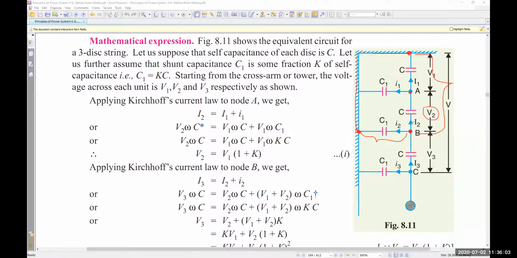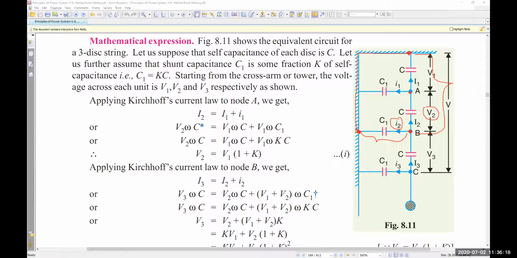Understand this? Say it again, please. Again, this point and this point, these are your I2, right? Yes. We need to find out what is the voltage here. Right? Yes, sir. So how to find out the voltage?